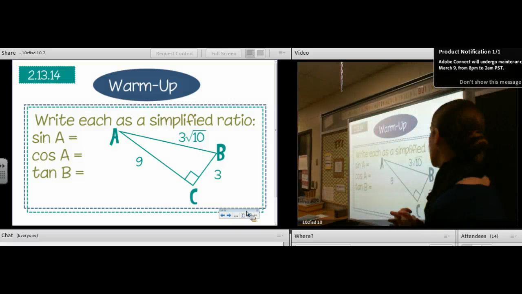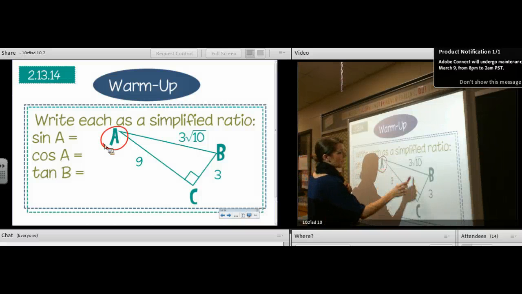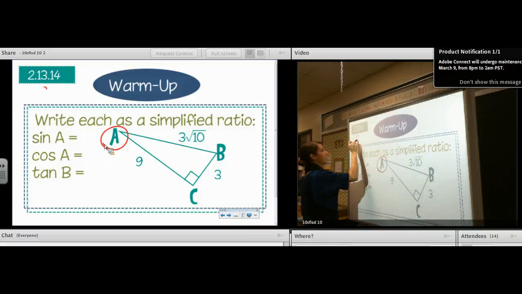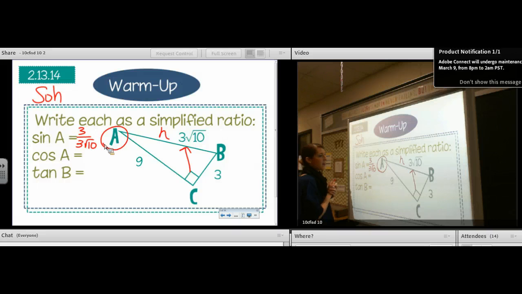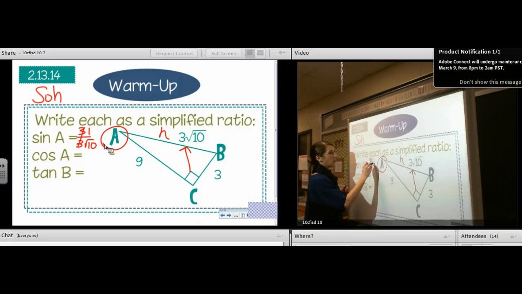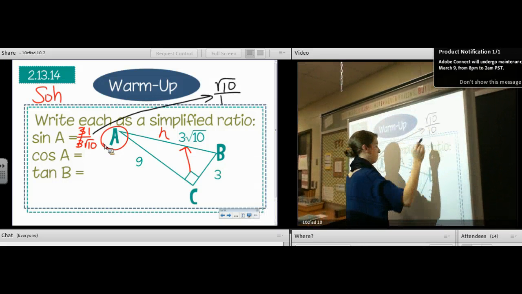Okay, ready? The sine of A. So the sine of A is going to be opposite, because SOHCAHTOA, remember? Sine is opposite over hypotenuse. So here's our hypotenuse. It's always across from the right angle. And then you can do a couple of things. You can go ahead and cross out those 3's, and you have 1 over root 10. So when you rationalize the denominator, I'm going to come way over here, you're going to get square root 10 over 10.